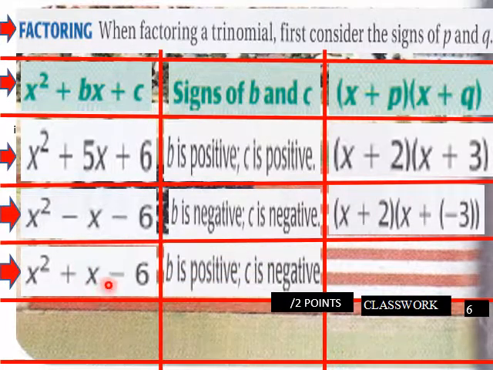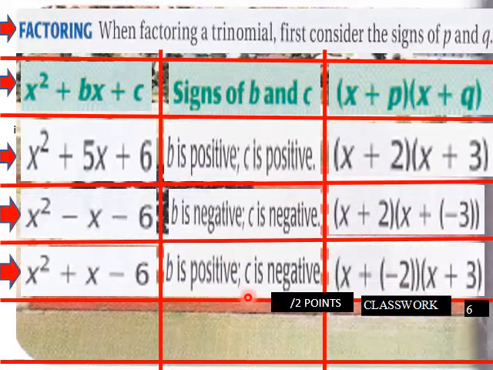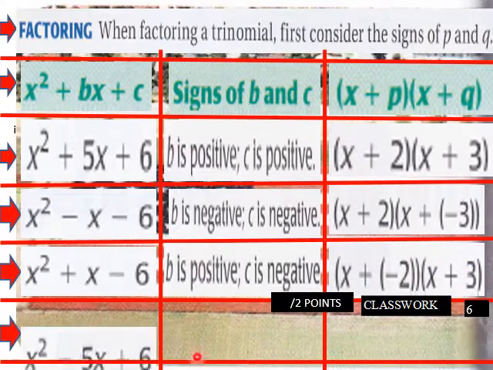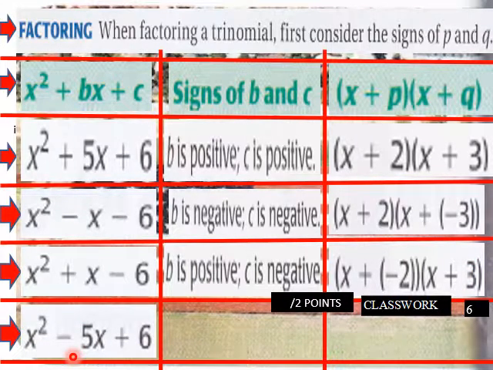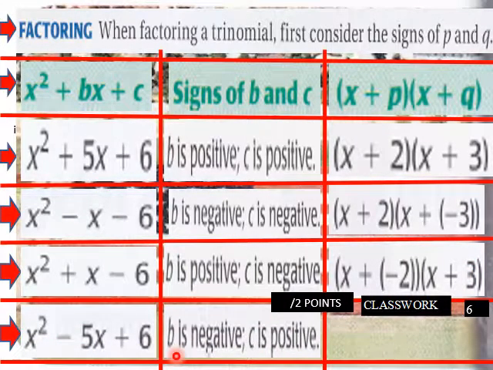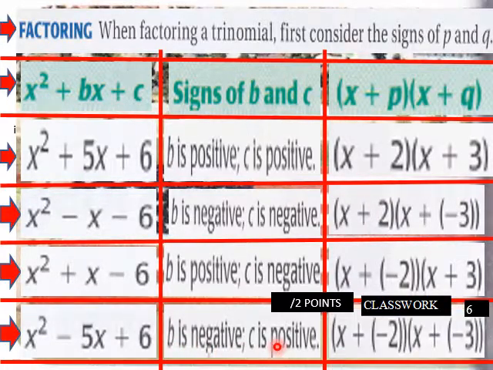Then x squared plus x minus 6. b is positive, c is negative, so you have this situation here, (x plus negative 2)(x plus 3). That would satisfy that. And then x squared minus 5x plus 6. b is negative, c is positive, so in that situation it would be (x plus a negative 2)(x plus a negative 3). This is negative, so both p and q would have to be negative, and c would be positive, so that would work there.